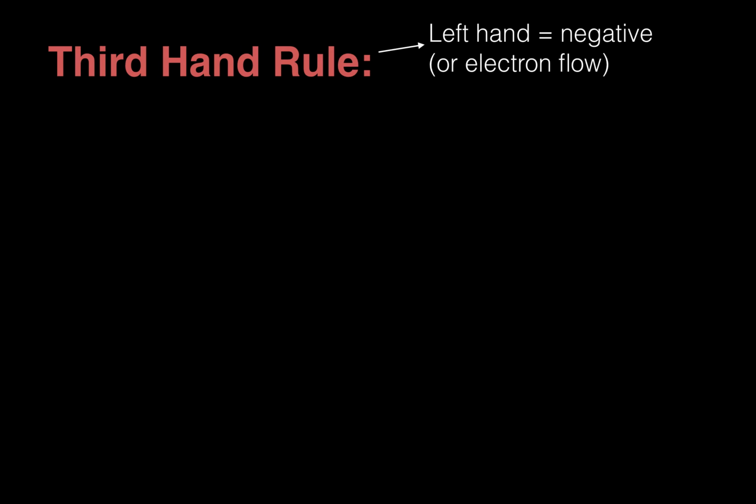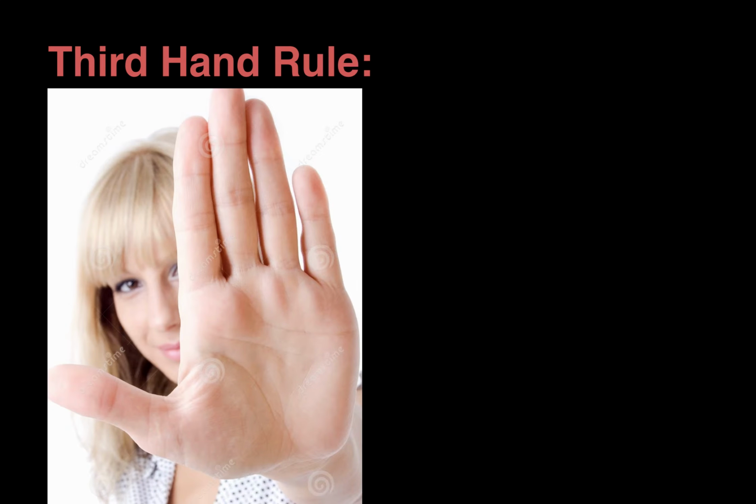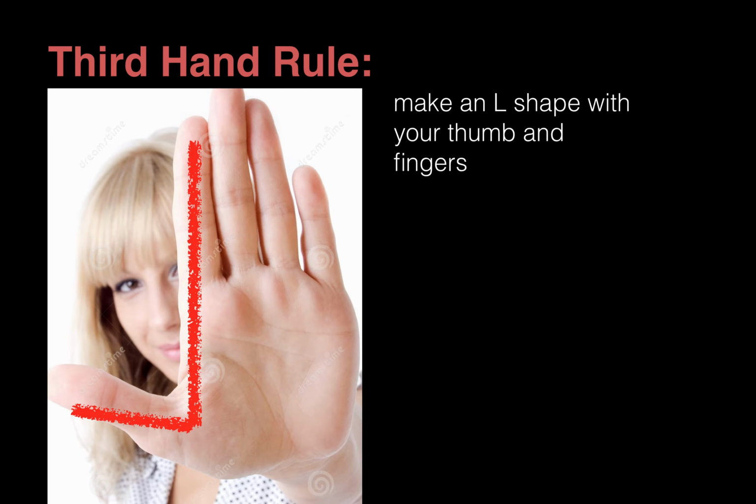The third hand rule is used to determine the direction of the magnetic force on a charged particle moving in a magnetic field. For the third hand rule, use your left hand for negatively charged particles, or the flow of electrons through a circuit. Use your right hand for positively charged particles, or conventional current. To do the third hand rule, you place your fingers and your thumb so you make an L shape between your thumb and your fingers.